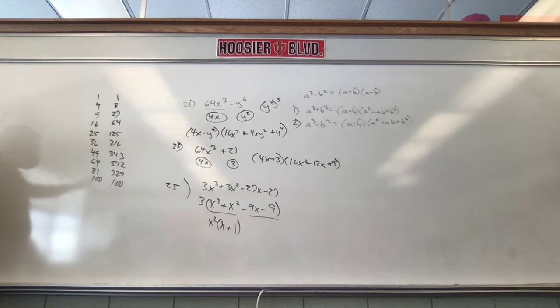Can't just put— What'd you say? The negative between the two, between x squared and 9x. Wrong spot. That's fine. Okay.